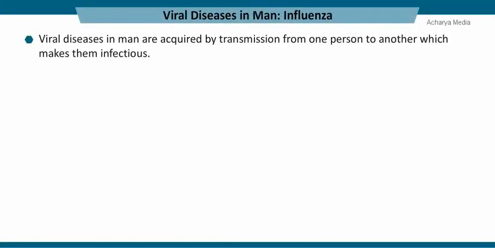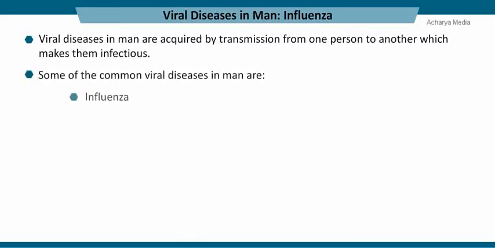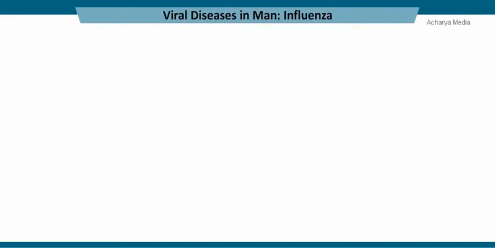Viral diseases in man are widespread around the world. The diseases are acquired by transmission from one person to another, which makes them infectious. Some of the common viral diseases in man are influenza, measles, chickenpox, mumps, and poliomyelitis.